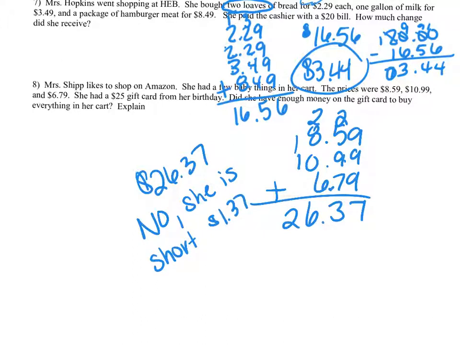You take off $1. Yeah. Well, we subtracted her $25 gift card, right? So she's short $1.37. She can probably get those things if she wants. Would it be negative $1? Well, I just said she is short, so normally it would be negative, but I just said she's short, so that's kind of the same thing, okay?